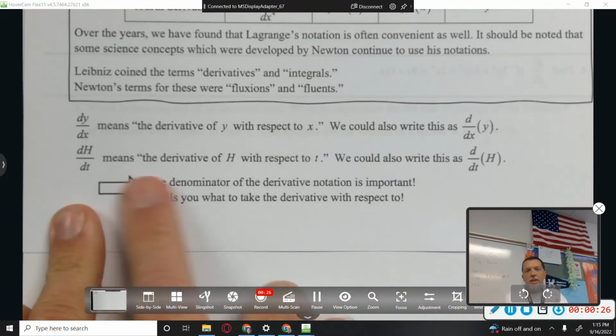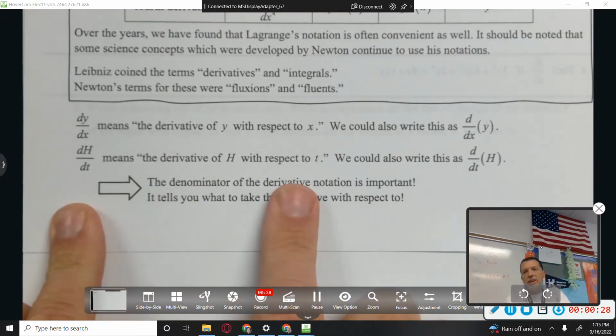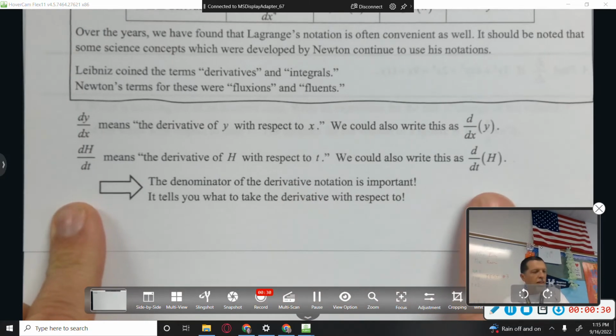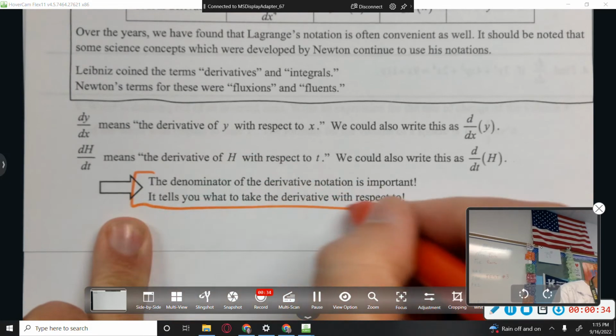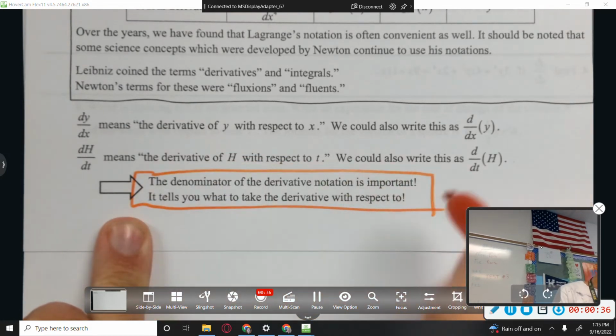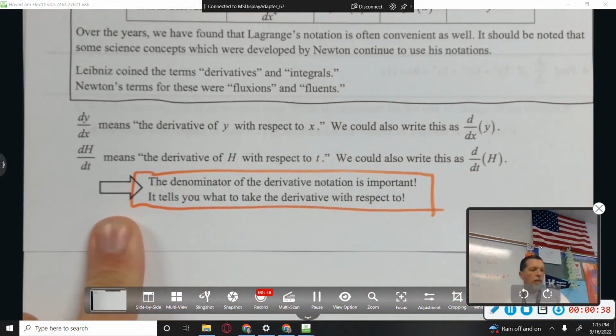dh/dt means the derivative of h with respect to t. You could also write it like this. But here's the big deal. The denominator is important. It tells you what you're taking the derivative with respect to. That's going to matter a whole lot. Not quite as much today, but a whole lot next week.